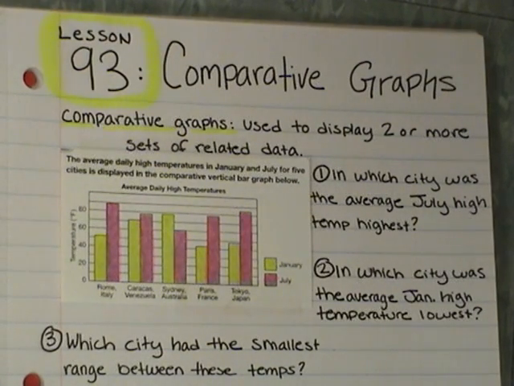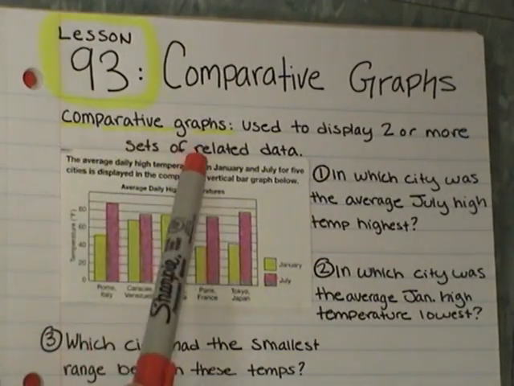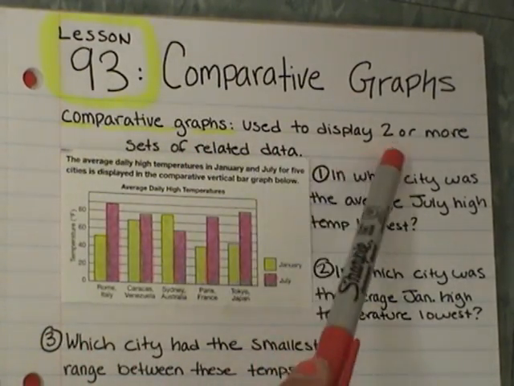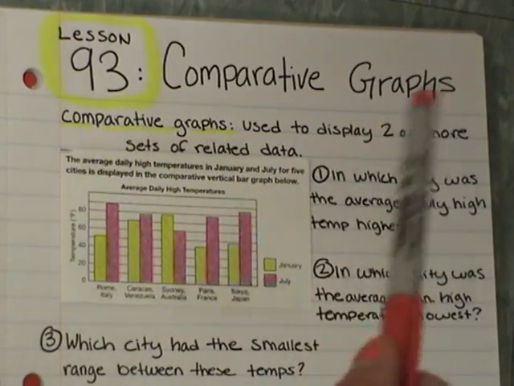Alright, so tonight's lesson is lesson 93, and we're dealing with comparative graphs. So we're dealing with graphs that are going to compare two different sets of data or numbers. So go ahead and write your definition. Comparative graphs are used to display two or more sets of related data.